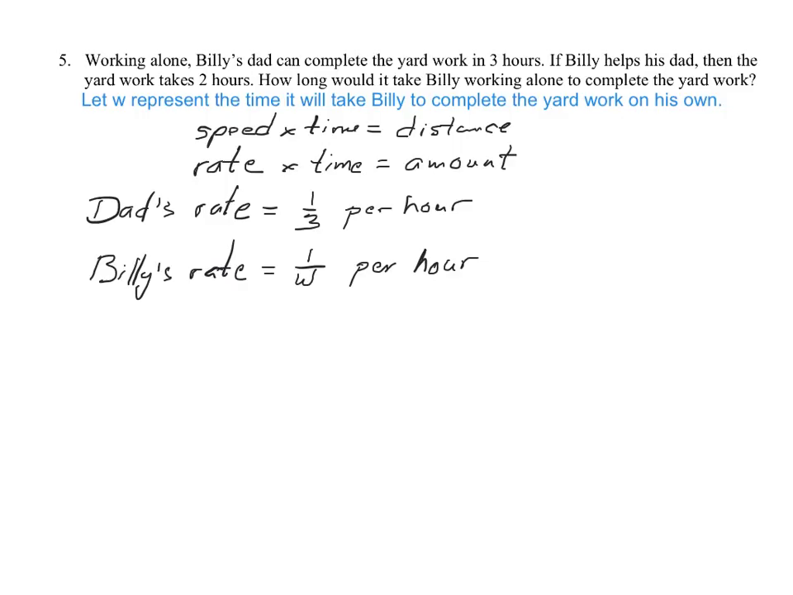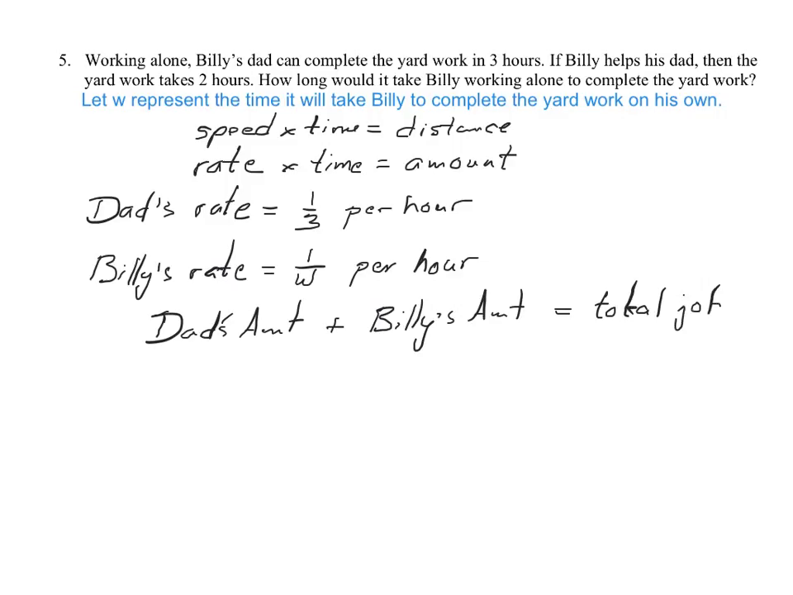So now let's look at the amount of work that they can get done. So we'll have Dad's amount, and we're going to add to that the amount that Billy can get done. And that's going to equal the total job, or the total amount. The total amount of work that was done. And so if we think percentages here, the total job is 100% of the job. So my right-hand side is going to be 1 because in decimal form 100% is 1.